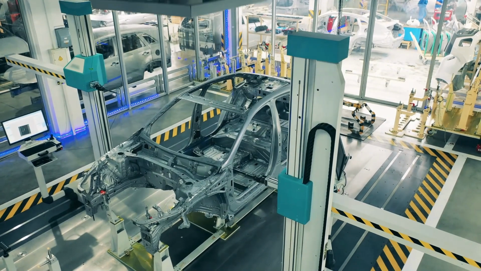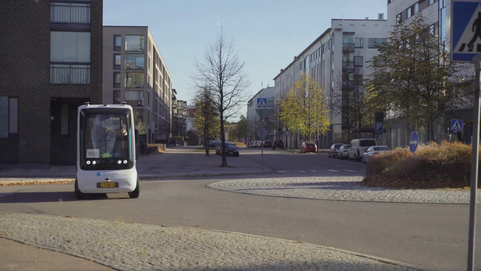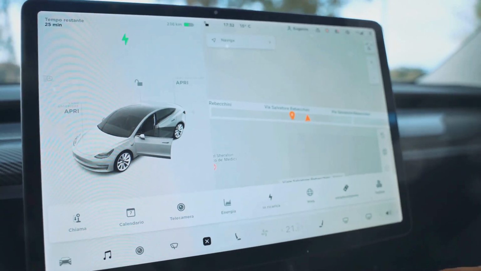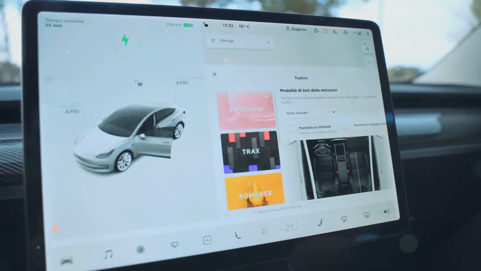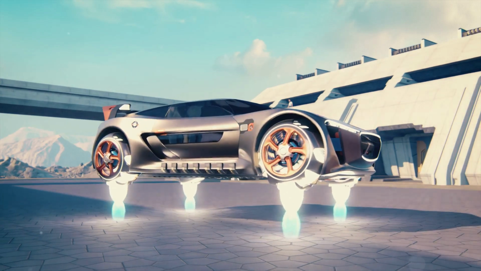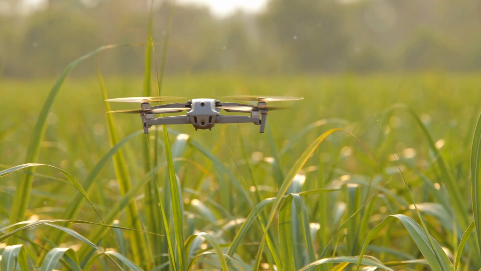The automotive industry is also harnessing the power of computer vision. Self-driving cars are a prime example. These vehicles use computer vision to navigate and avoid obstacles, making driving safer and more efficient. The future of transportation is indeed exciting with these advancements. Agriculture: farmers use drones equipped with vision systems to monitor crop health and growth.